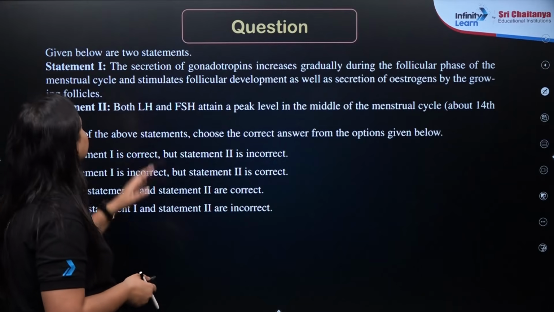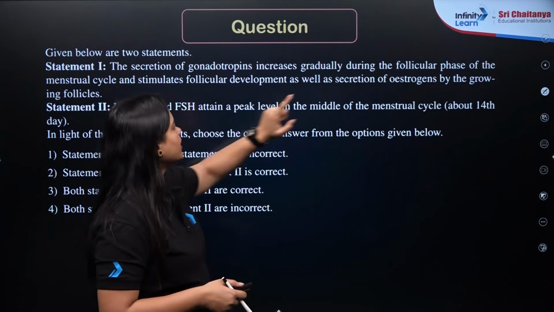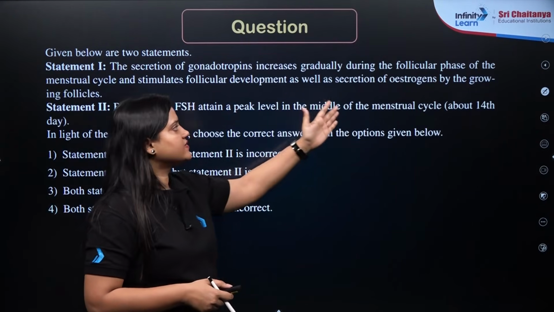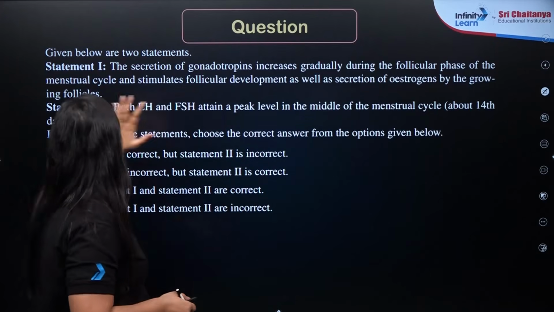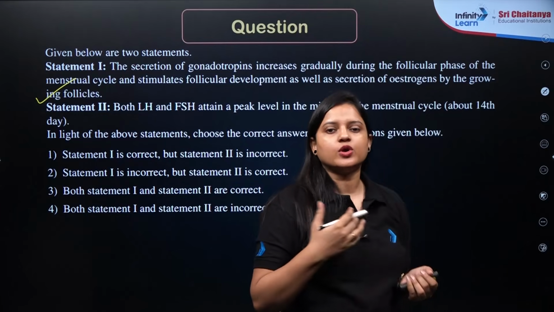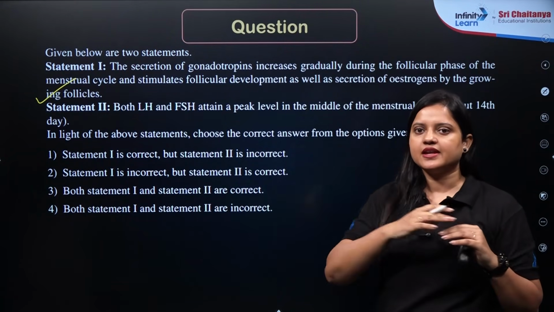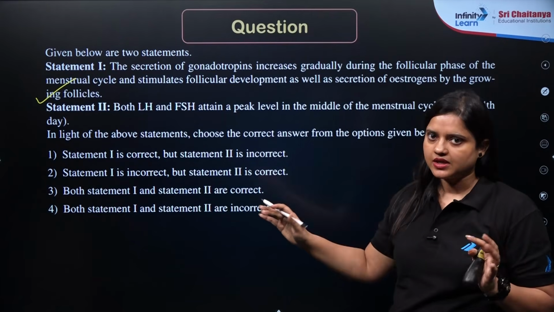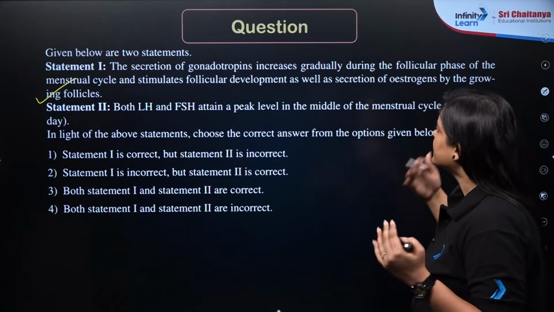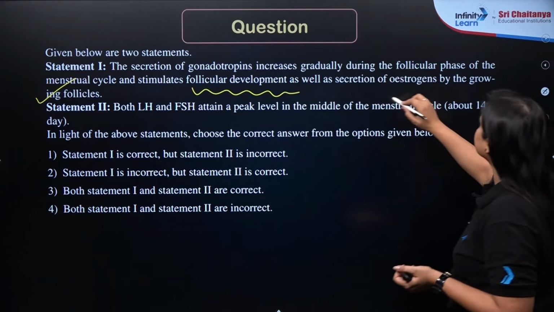Right? Next. The secretion of gonadotropins increases gradually during the follicular phase of the menstrual cycle and stimulates follicular development as well as secretion of estrogen by the growing follicles. So when we talk about gonadotropins, they are FSH and LH. So during the follicular phase, their concentration will increase in blood. It will peak at the time of ovulation, but in the follicular phase it is increasing, which is leading to follicular development, and these growing follicles will release estrogen.